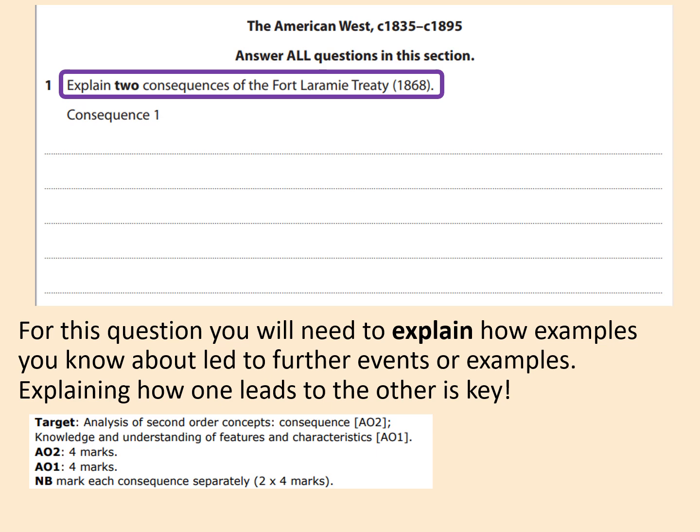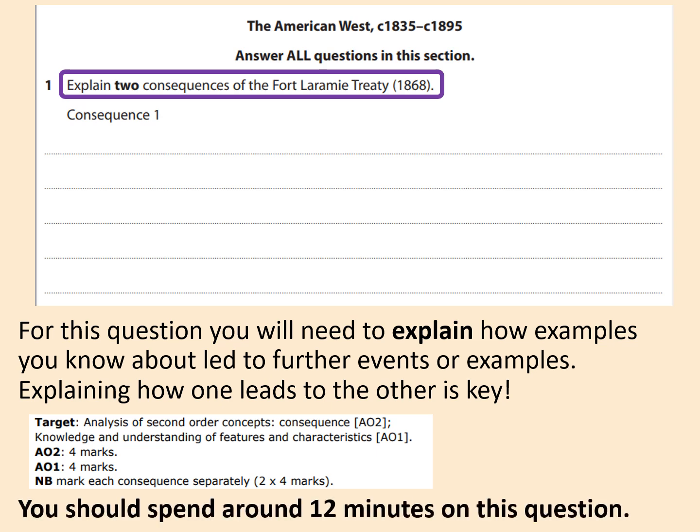Another thing to bear in mind here is to be really careful about what consequences you're going to be writing about. Maybe you could consider what would be the easy mistake to make with this question. There are 2 Fort Laramie treaties in the American West topic, the Fort Laramie Treaty of 1851 and the Fort Laramie Treaty of 1868. Be sure to be writing about consequences of the correct treaty. You should aim to spend about 12 minutes on this question, although some candidates might get this done a bit sooner, which will provide a little bit of extra time on the longer questions.